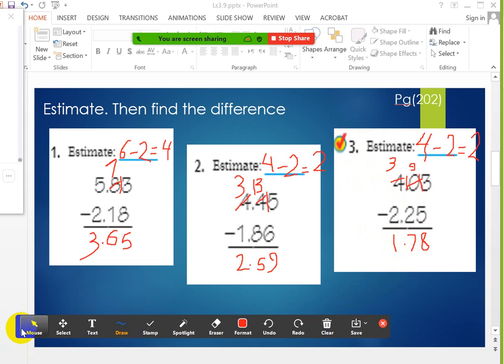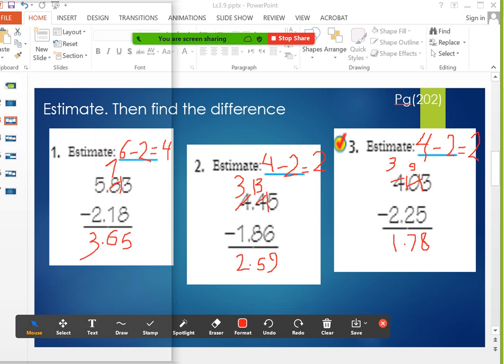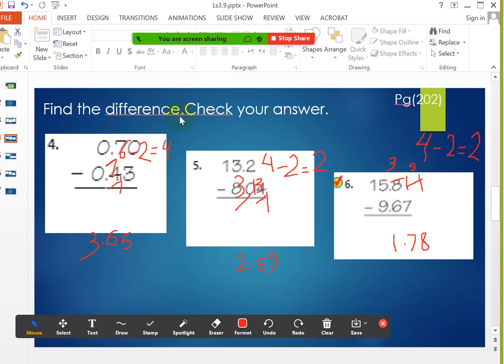If you finish, please type 1 in the chat just one time. Okay. Anyone didn't finish? Okay. All of you finished? Okay. So let's move now to the next. Number 4, 5, and 6.